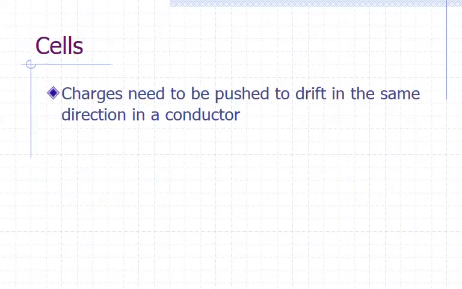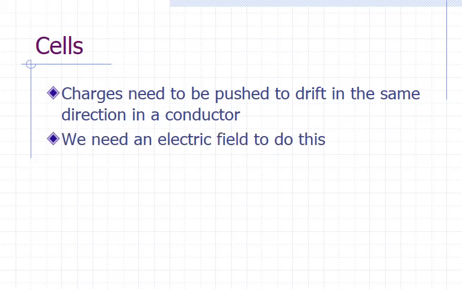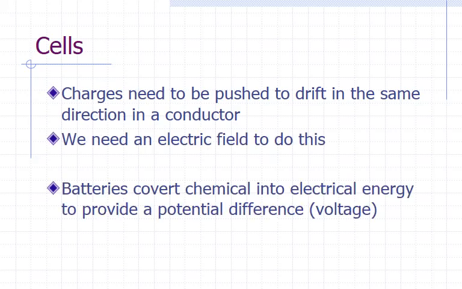Okay, with cells, charges need to be pushed to go in the same direction in a conductor, and that's what the electric field does. Once you set up the electric field, you can evaluate that in terms of potential difference, the voltage inside, and you've got that. So you have to have that electric field. Batteries convert chemical energy into electrical energy, and we've seen that with the example here with the zinc and carbon electrodes with the acid.